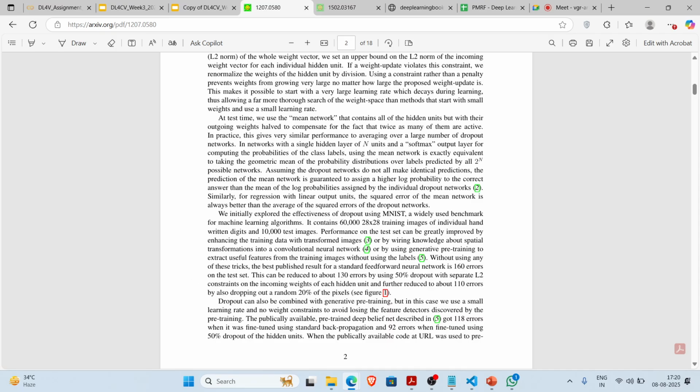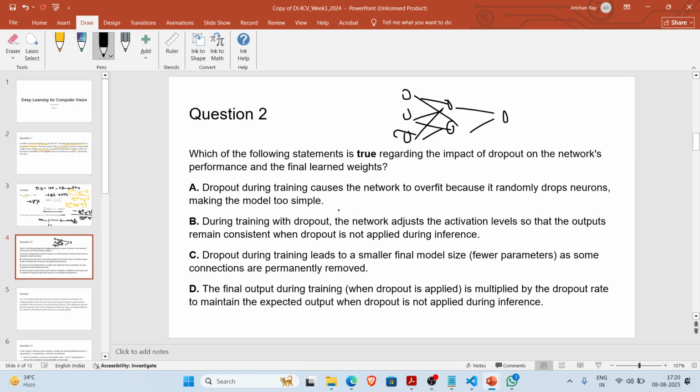Okay, so this is what dropout is about. Next, let's look at the question. Dropout during training causes the network to overfit because it randomly drops neurons, making the model too simple. That's wrong actually. Dropout does not lead to overfitting, because we are also averaging the models after each has been trained in one iteration. So overfitting does not happen.